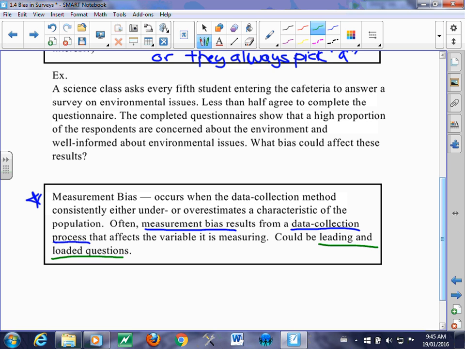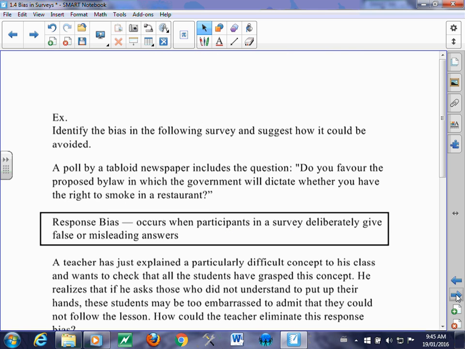Remember I talked before about how I could give you the question here. My favorite hockey team is Toronto Maple Leafs. What's yours? Within the question you are leading the participant to pick Toronto Maple Leafs because you've already referenced it. So let's take a look here.